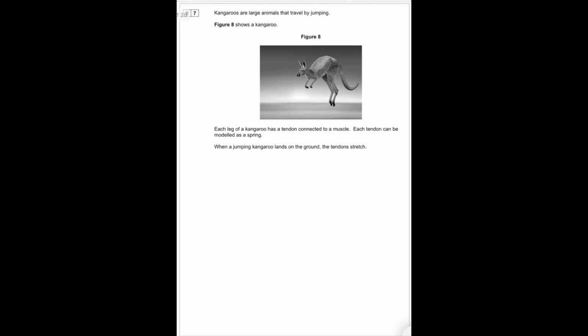Kangaroos are large animals that travel by jumping. Figure 8 shows a kangaroo. Each leg of the kangaroo has a tendon connected to a muscle. Each tendon can be modelled as a spring. When a jumping kangaroo lands on the ground, the tendons stretch. Figure 9 shows a sketch graph of how the maximum tendon length of the kangaroo during a jump changes with the speed. So explain why a kangaroo can jump higher as the speed increases.